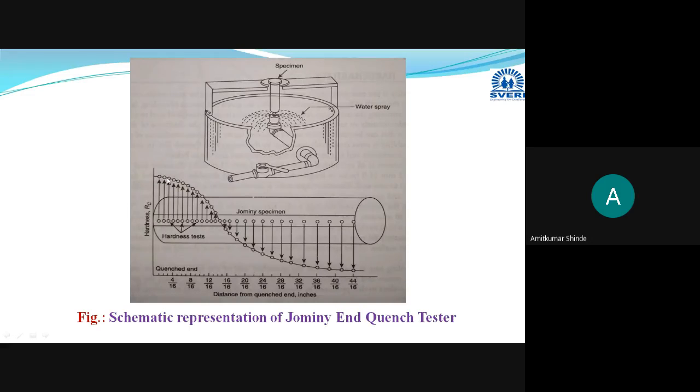Okay, and as we move from this quenched end to the normal cooled or air cooled end, you will find that hardness values become less and less, because due to air cooling at that end, austenite will get transformed to pearlite instead of martensite. Hence, here hardness values will be very less. Okay, so in this way this test is performed and its outputs are taken.